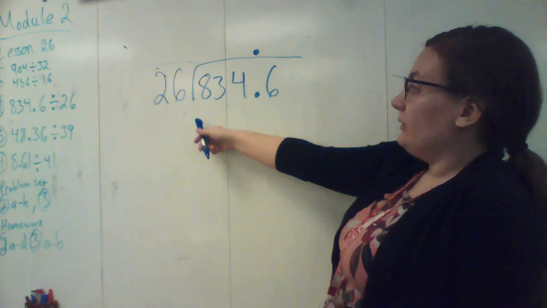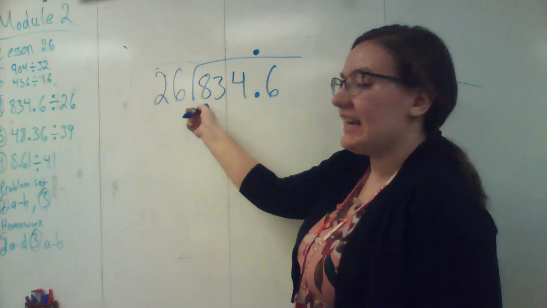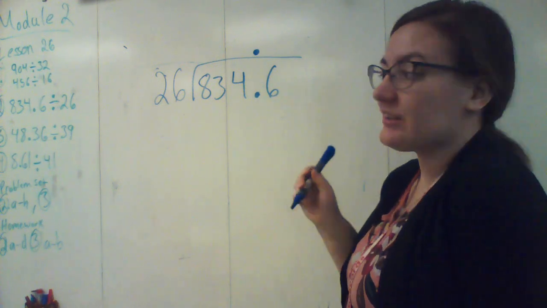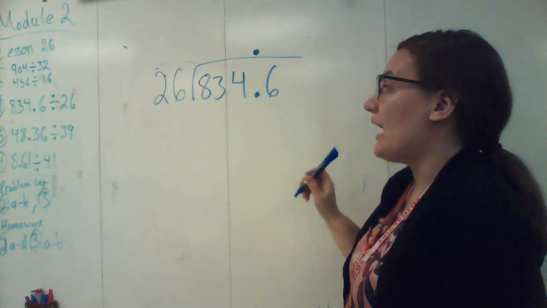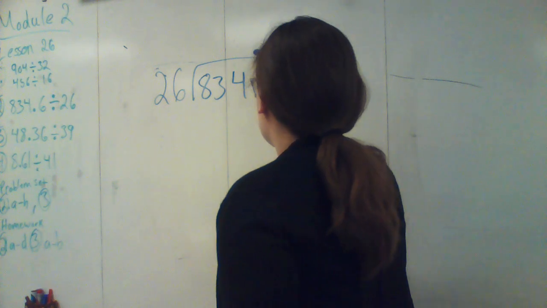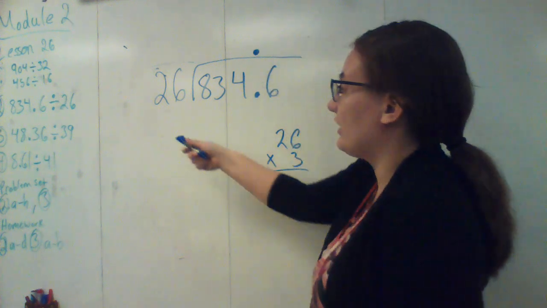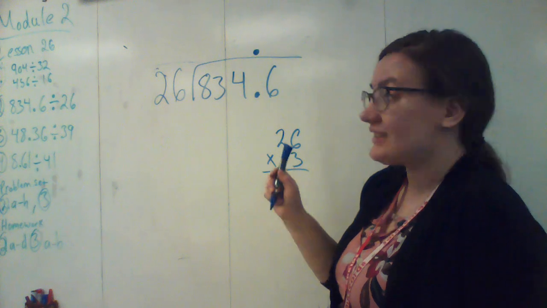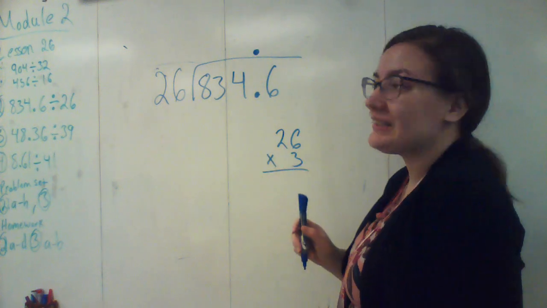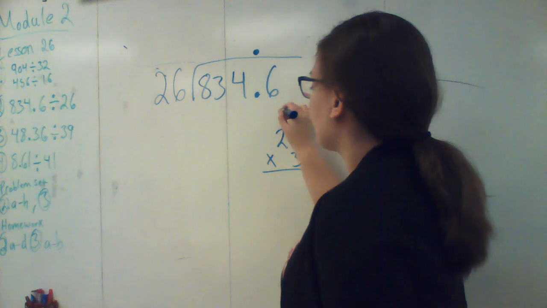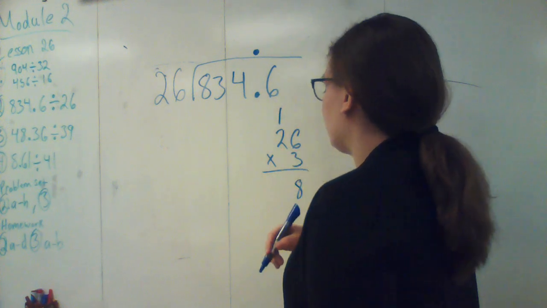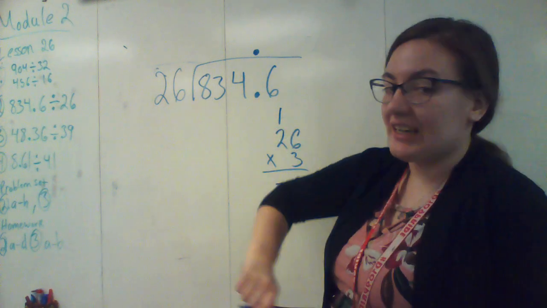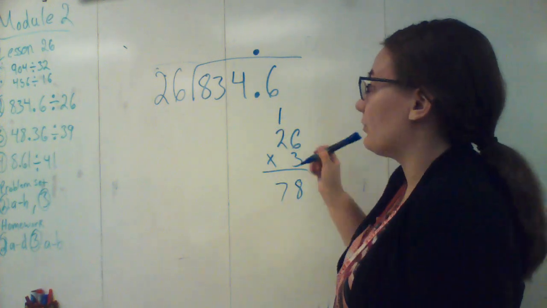All right, so for this problem, I had to figure out first, can 26 fit into 8? No, it can't. Can 26 fit into 83? Yes, it can. And I had to figure out how many times it can. So I'm going to try 26 times 3, because I know that if I were to round 26 up to 30, and 30 times 3 is 90, that's pretty close. So I'm going to see if 26 times 3 would work. So 6 times 3 is 18, 2 times 3 is 6, 6 plus 1 is 7, so 78. And that is really close to 83 without going over, so that works.